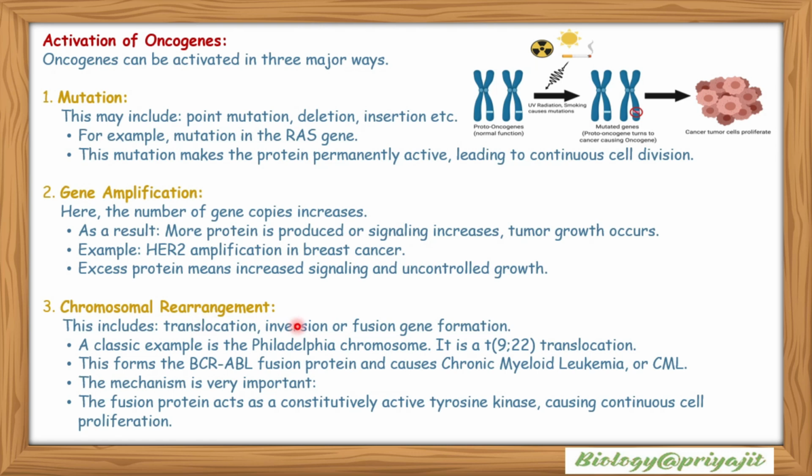Chromosomal rearrangement includes translocation, inversion or fusion gene formation. A classic example is the Philadelphia chromosome. It is a 9;22 translocation. This forms the BCR-ABL fusion protein and causes chronic myeloid leukemia or CML. The mechanism is very important. The fusion protein acts as a constitutively active tyrosine kinase, causing continuous cell proliferation.